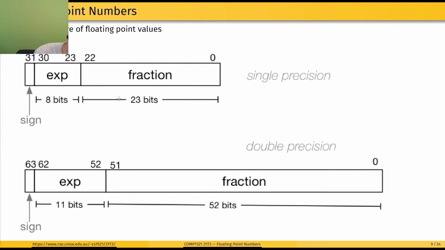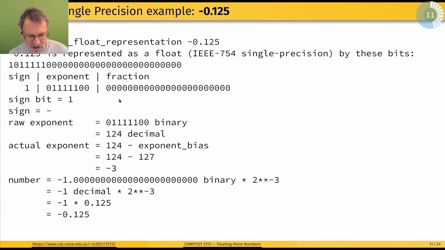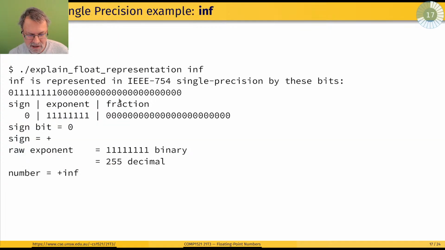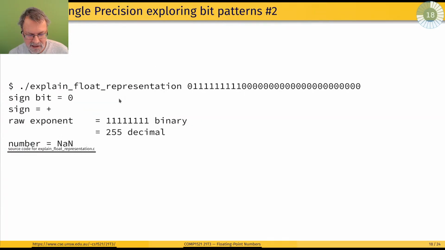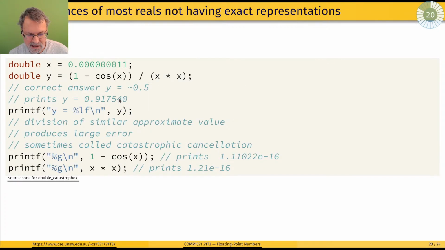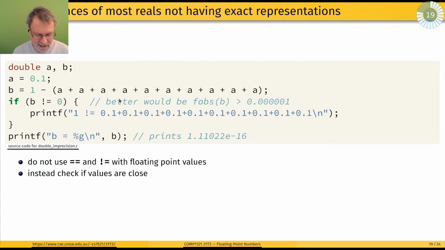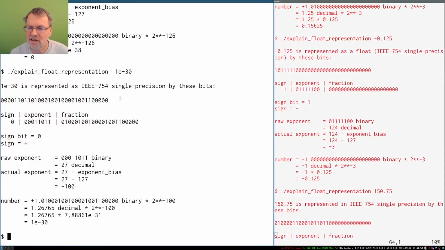The bias here is 127, and I honestly can't remember what the bias is here. I could probably work it out. It would have to be 128 times 2 to the 8 minus 1. You can work that out. All right, so this is just showing you other examples. Let's show you some more bad news then.